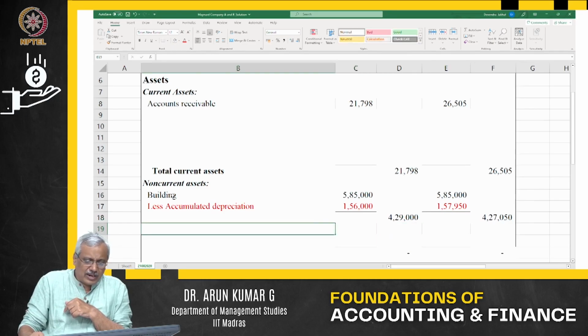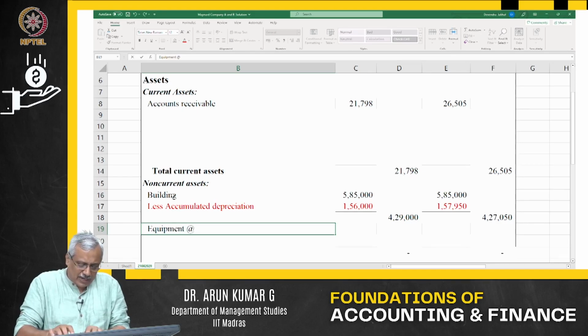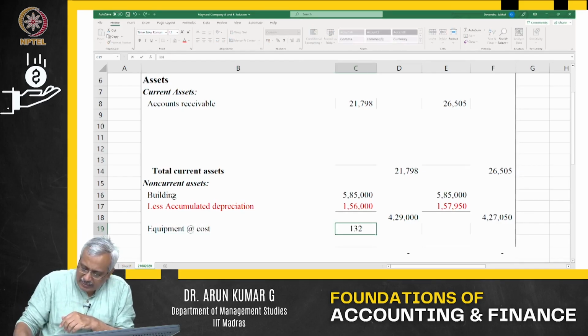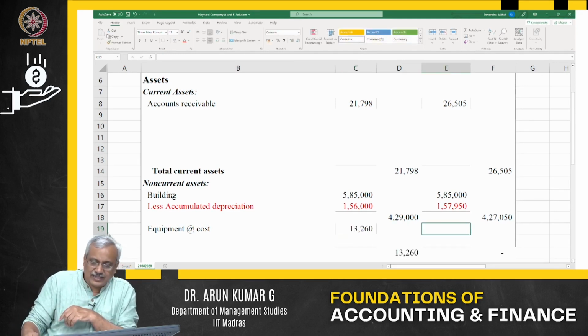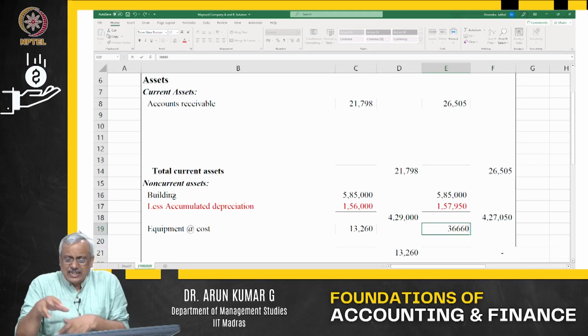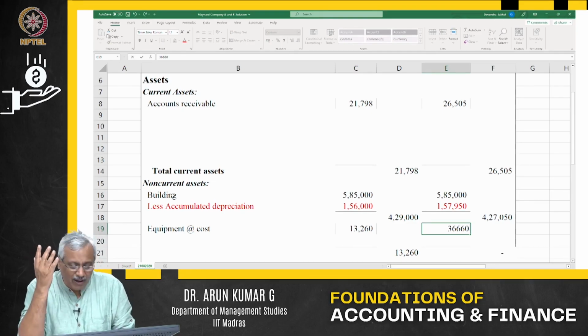Same thing we will do for machinery. What is called as machinery? Equipment, sorry, they say equipment. They do not say machinery, they say equipment. They have said equipment at cost. They have clearly given at cost. Because on 1st of June, the equipment cost is 13,260, whereas on 30th of June, the equipment cost has become 36,660. That means the difference between the two is what you purchased, because these are all at cost.